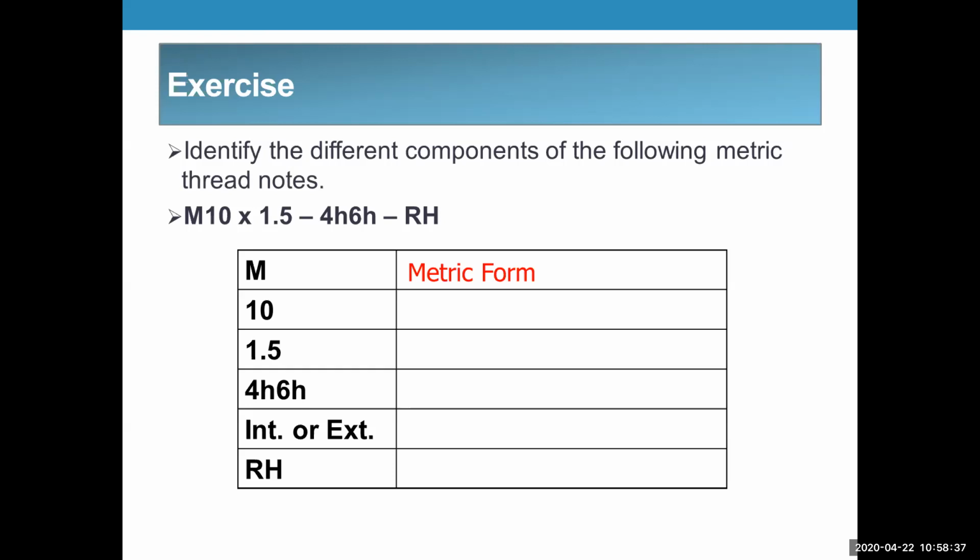M stands for metric form. We already covered all this. The 10 is the major diameter. It's a 10 millimeter major diameter. And the pitch. Pardon me? The pitch. 1.5 is the pitch. Yep, the pitch. Next one is? It's internal thread. No, we haven't done the 4H, 6H is what? It's the class of fit. There you go. Tolerance class. Right. Tolerance class. Class of fit is the verbiage for unified. Right. But I won't dock you for that, Bob. Thanks.